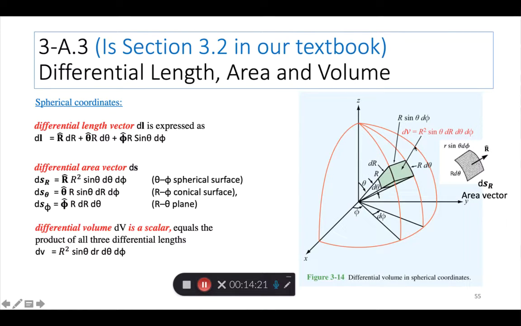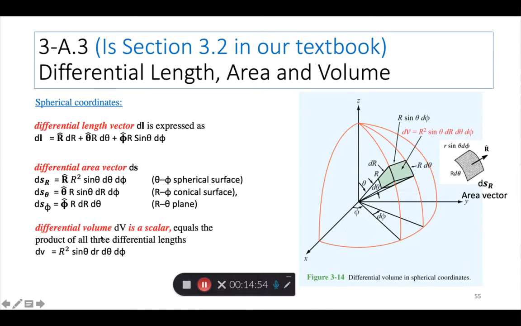Similarly, for the other two directions, there is one in this direction, pointing down, and then there's one in this direction pointing out. So those two are what you see here, and they have these formulas. So dS_r, dS_theta and dS_phi have these three formulas, and each one of these unit vectors is in the third direction, same logic.